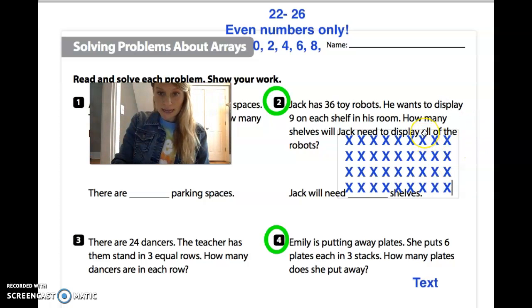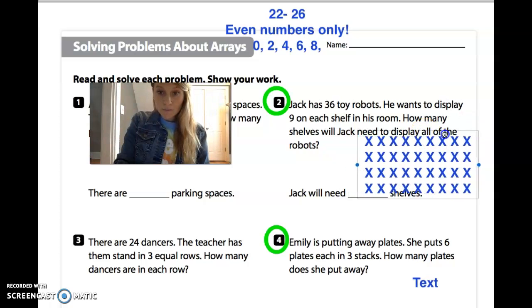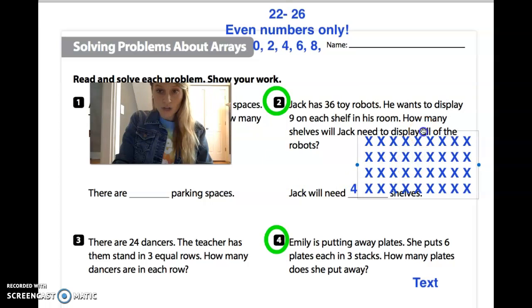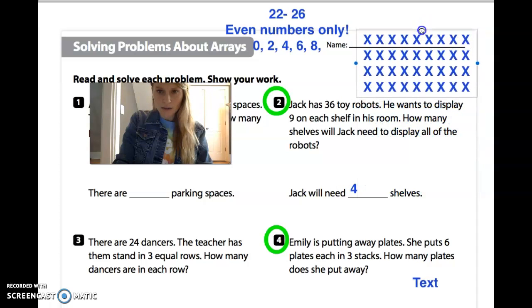You can see that. So not 9 rows, but 9 is in each row. So how many rows do you see there? I see 1, 2, 3, 4. So my answer, Jack will need, how many shelves? Jack will need 4 shelves. I'm going to actually stick this right here. It's a little cleaner. He needs 4 shelves.